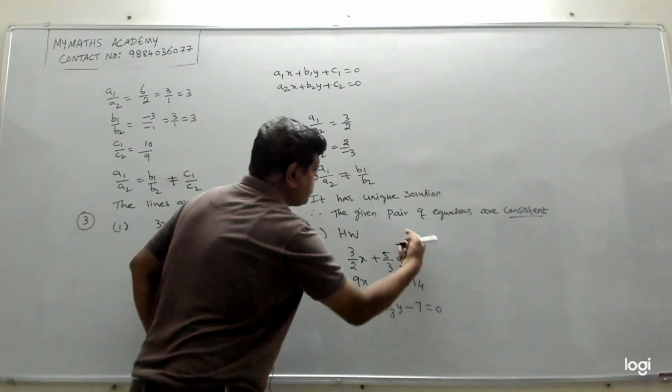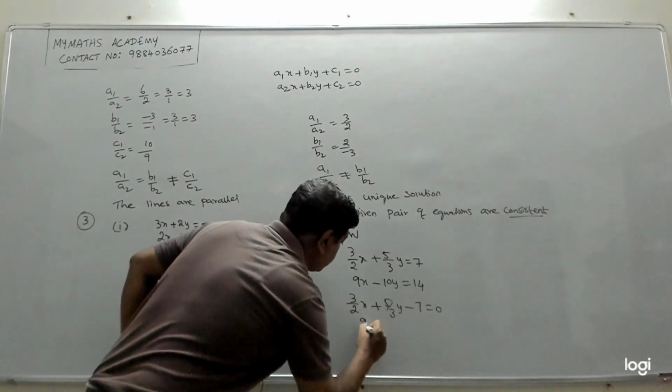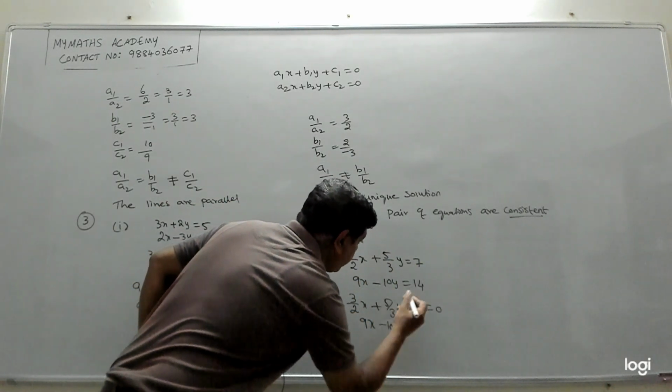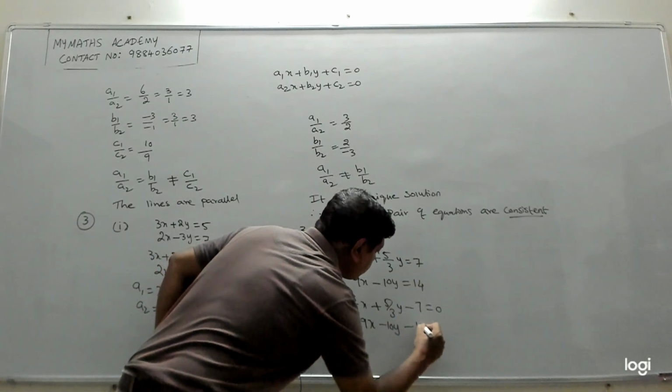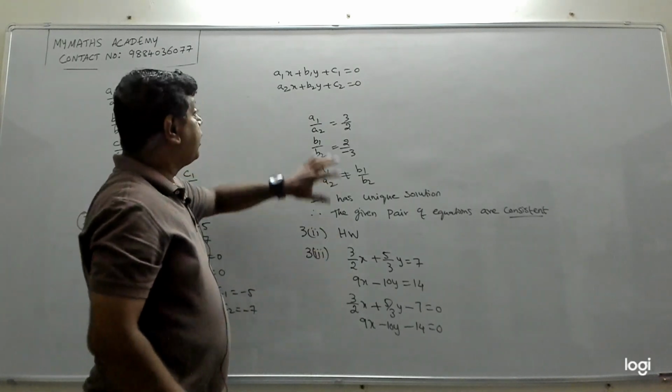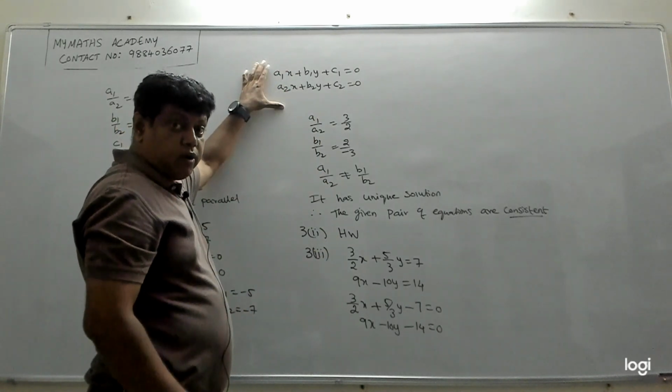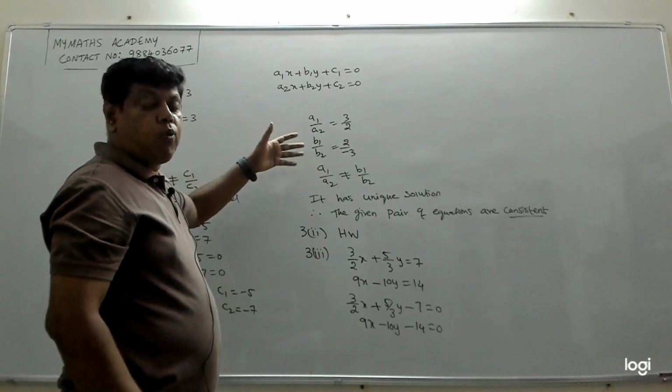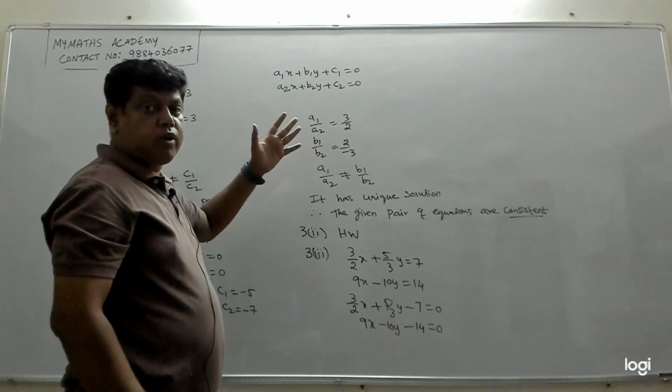Because the plus 7 comes this side, it becomes minus 7. This becomes 9x minus 10y, and the 14 comes this side and becomes minus 14 equal to 0. So now the given set of equations we have rewritten in this form. After that only we should write what is a1, what is a2 and all that.